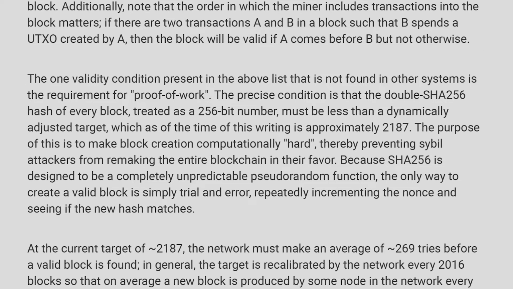The one validity condition present in the above list that is not found in other systems is the requirement for proof of work. The precise condition is that the double SHA-256 hash of every block, treated as a 256-bit number, must be less than a dynamically adjusted target, which as of the time of this writing is approximately 2^187. The purpose of this is to make block creation computationally hard, thereby preventing Sybil attackers from remaking the entire blockchain in their favor. Because SHA-256 is designed to be a completely unpredictable pseudorandom function, the only way to create a valid block is simply trial and error, repeatedly incrementing the nonce and seeing if the new hash matches.